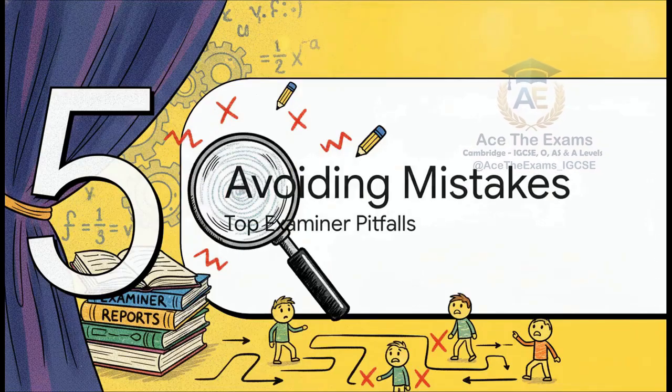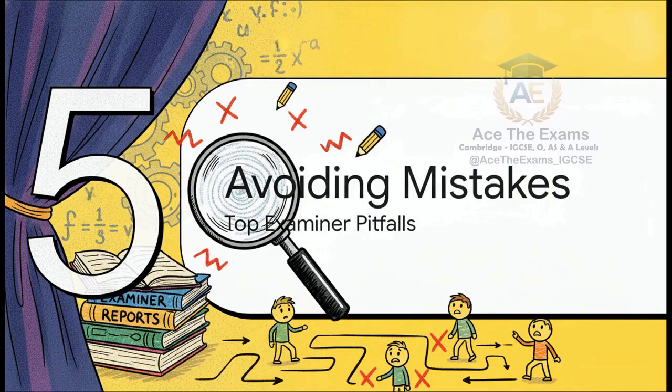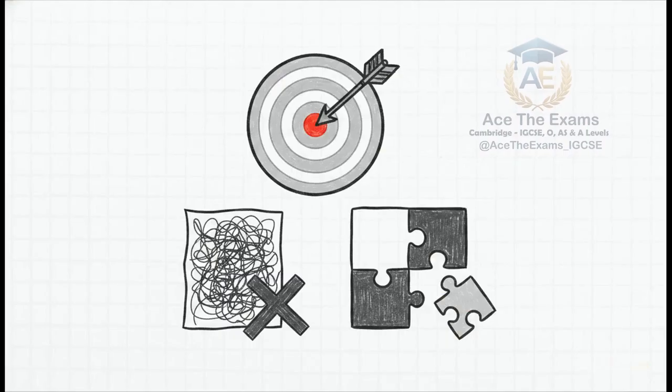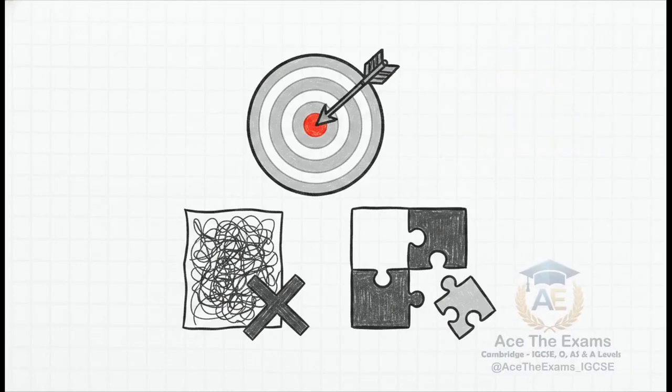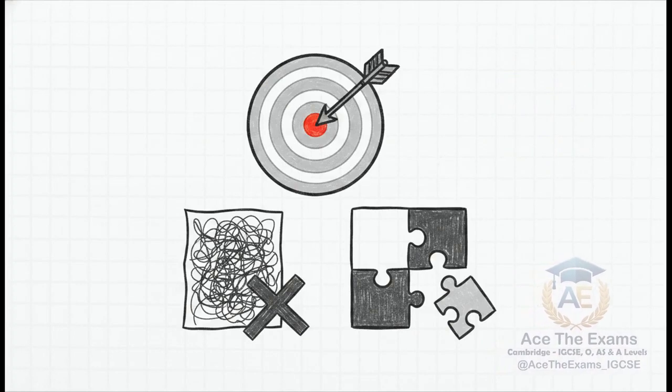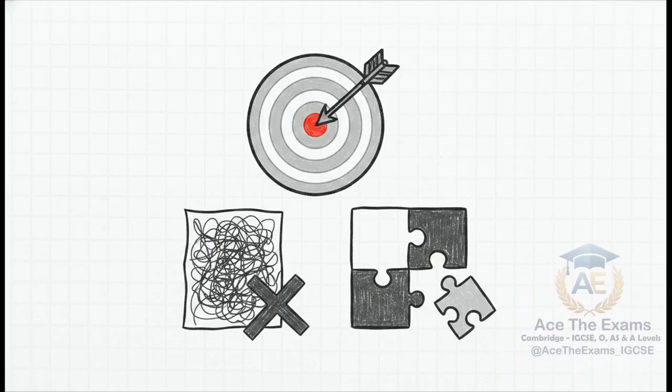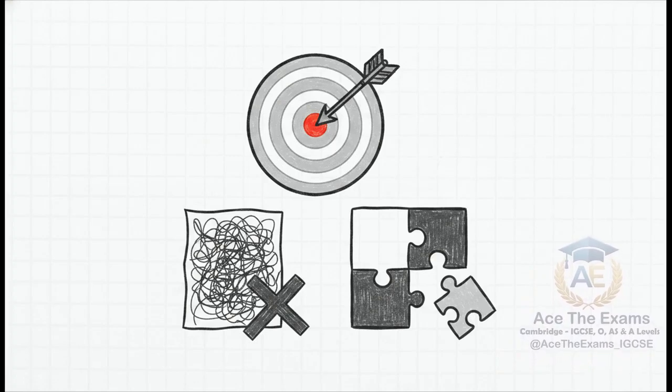Finally, we reach Section 5, Avoiding Top Examiner Mistakes. Let's do a little live audit of where things go wrong. So, the crucial point is knowing what not to do. I am pulling back the curtain on the principal examiner reports to show you exactly where thousands of candidates drop crucial marks every single year. You do not want to fall into these top 3 pitfalls.